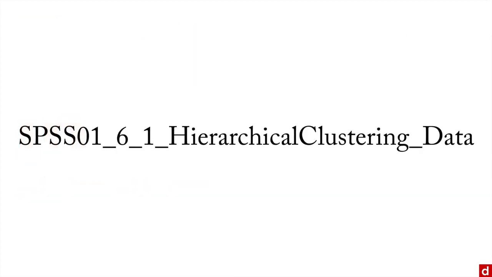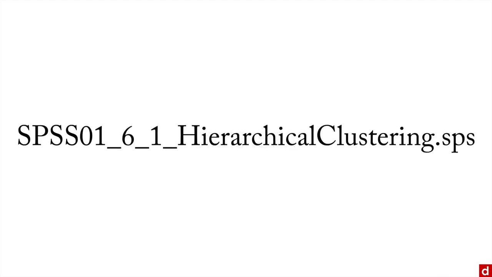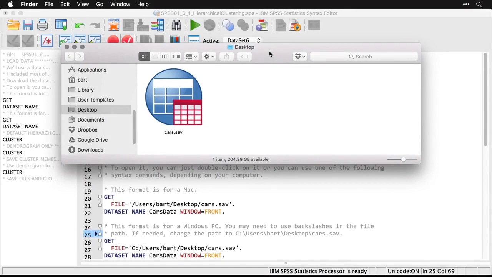There is a folder that you can download from the case files that ends with data here, and in it there's one file. It's cars.sav, where SAV is the proprietary SPSS data format. And in addition to that, there is the SPS syntax file, and you'll want both of those for this demonstration. If you save the data file to your desktop, it looks like this. You can just double click on it and it will open up in SPSS.